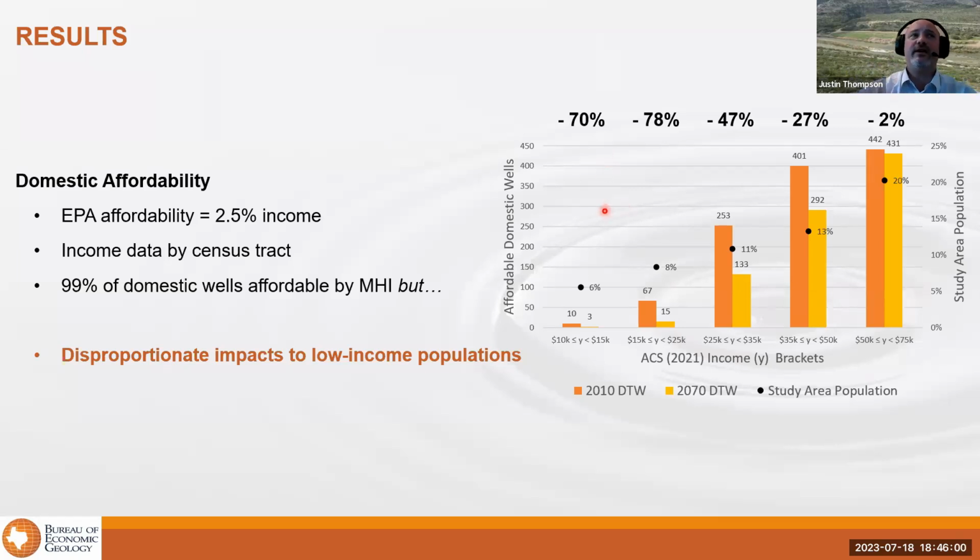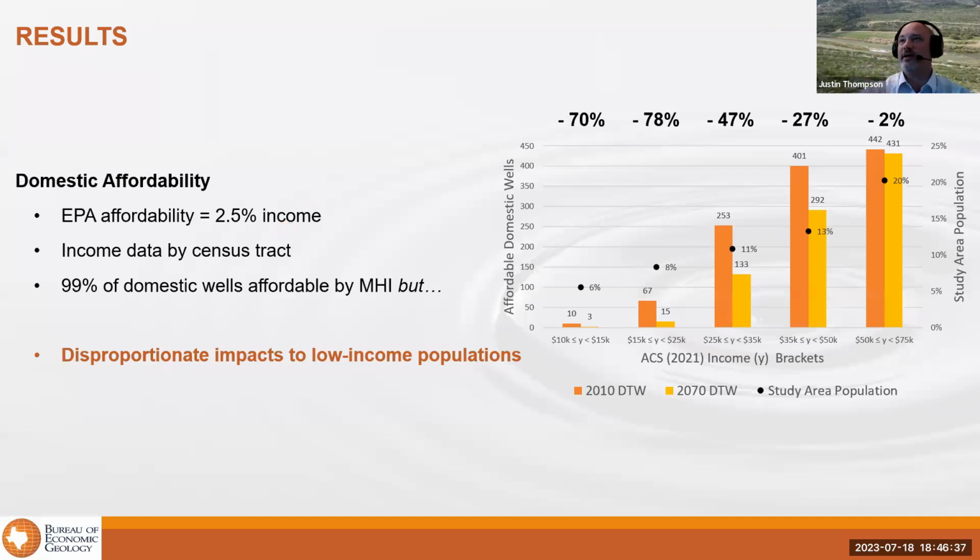And what we find when we do that is, if you look at just the broad brush 2.5% of median household income metric, the vast majority, overwhelming majority, 99% of our domestic wells are affordable. However, if you drill further down and start to look at those income brackets, what we find is that there could potentially, I say potentially, again, we can't link income of specific owners to specific wells, but there could potentially be disproportionate affordability impacts to low income users.